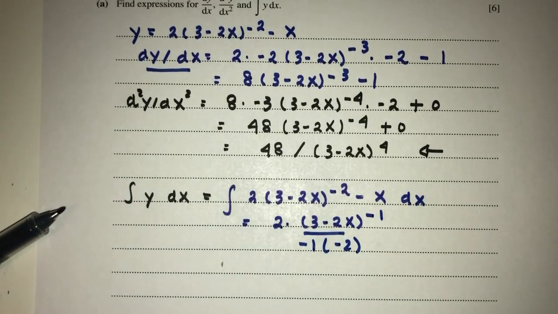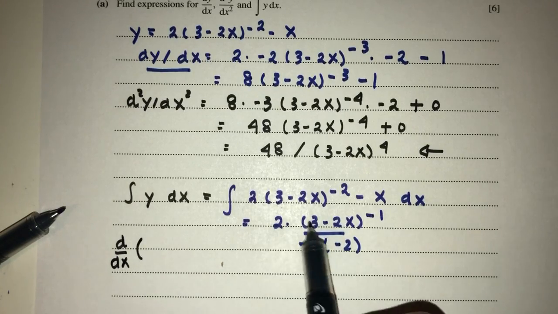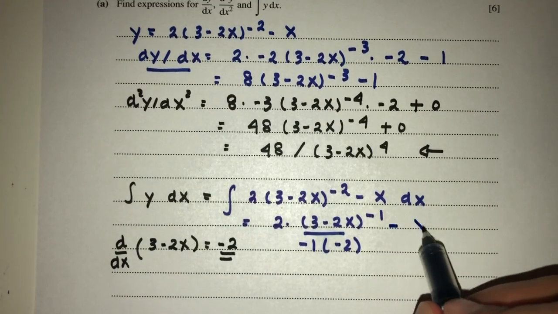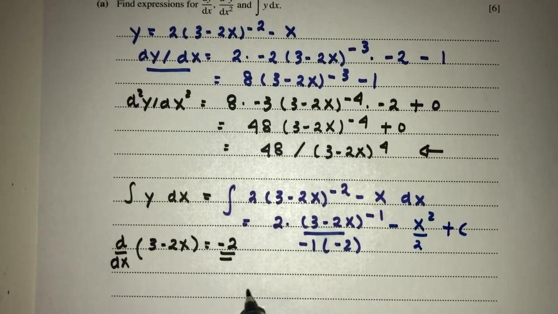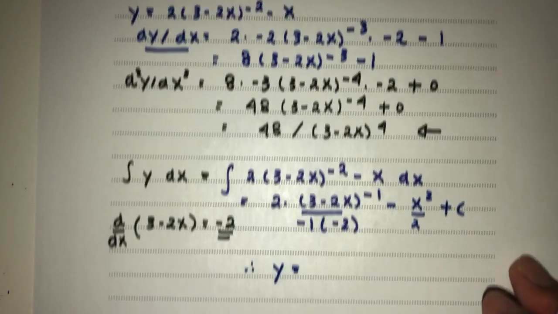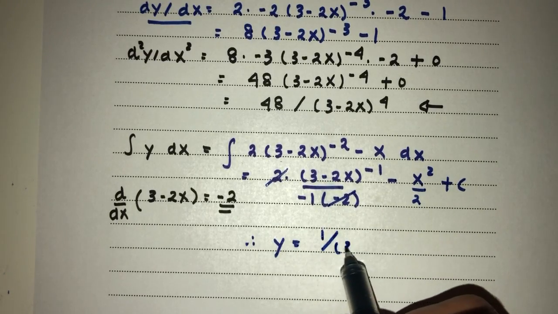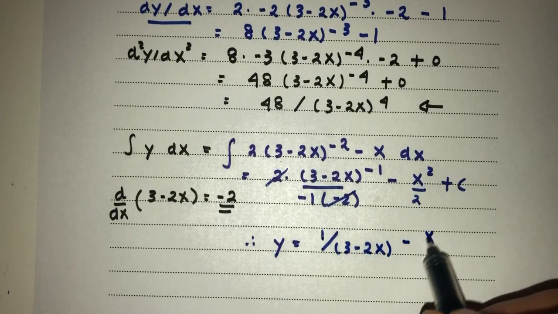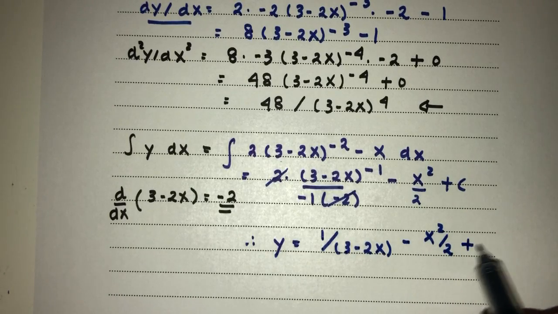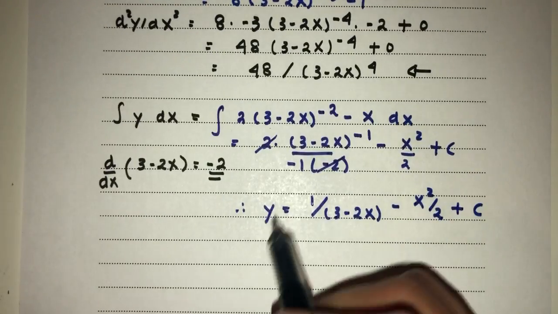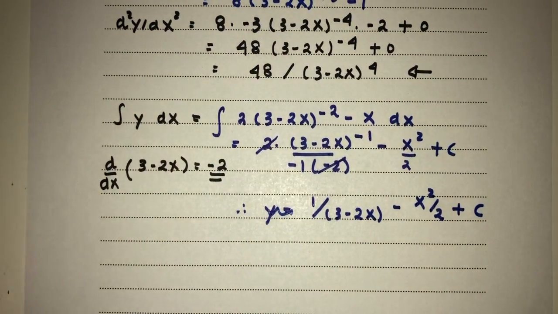I get this question many times, why do we need to divide by minus 2? It is because we have to divide by d by dx of the inside value, which is minus 2, so we divide by this value. And then the minus x becomes minus x squared over 2 plus c, and the 2 cancels out. So we conclude that the integration of y is 1 over (3 minus 2x) minus x squared over 2 plus c. So it's not y, it's the integration of y. That will be part A.